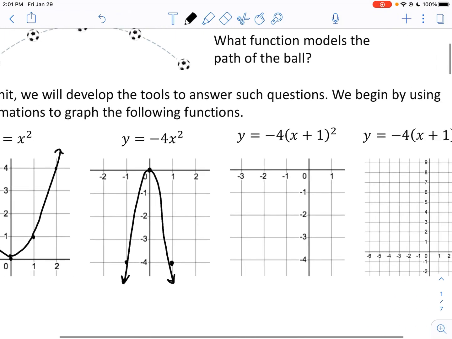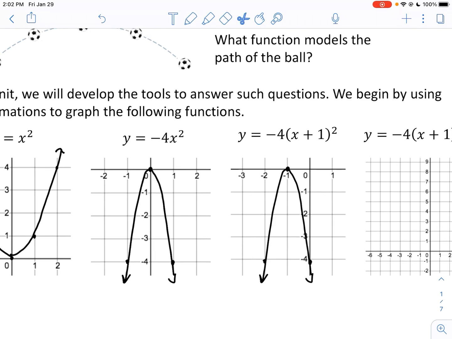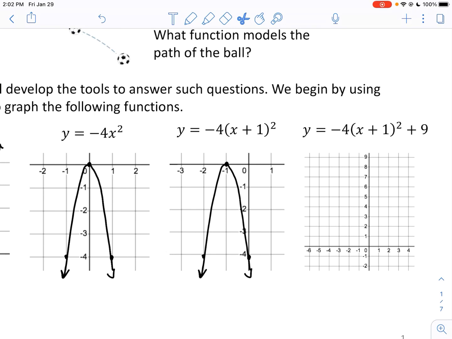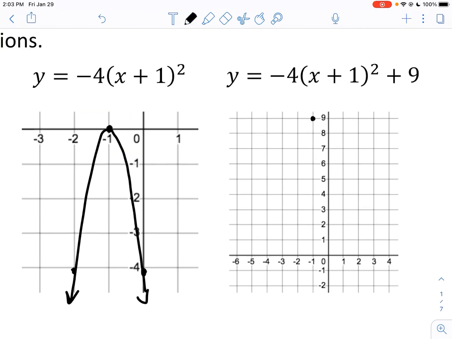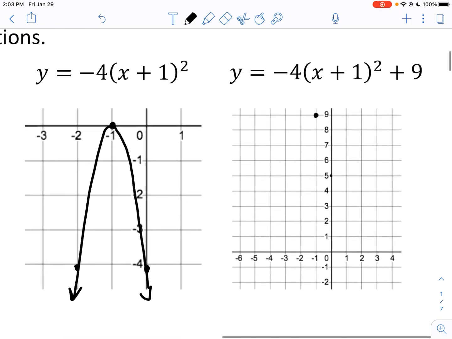Next, transformation. Here, to go from this to this, we have replaced the x's with x plus 1s. That is the transformation that does a shift left 1 unit. And then finally, the last phase, this plus 9 here at the end, that's the vertical shift up 9. This point right here, (-1, 0), is now up at (-1, 9). And the point (0, -4), shift that up 9 units, will be at (0, 5). And we have a parabola that looks something like this.